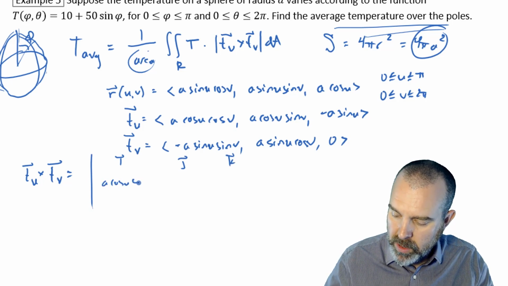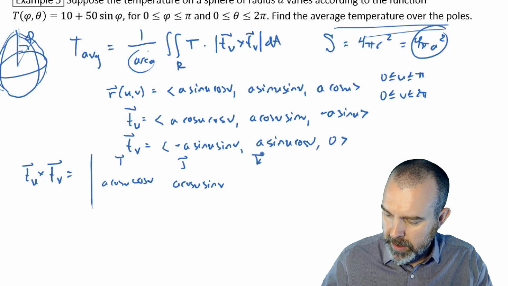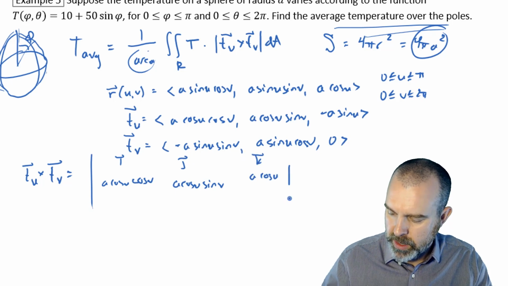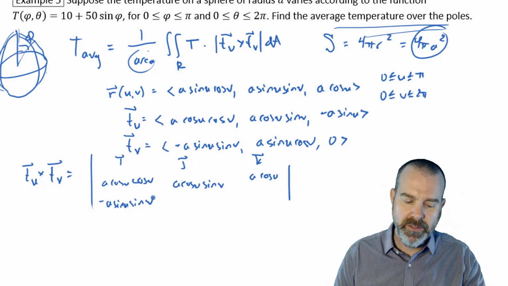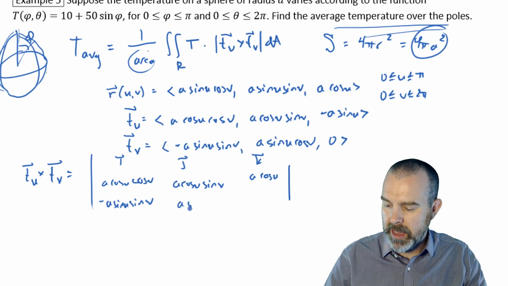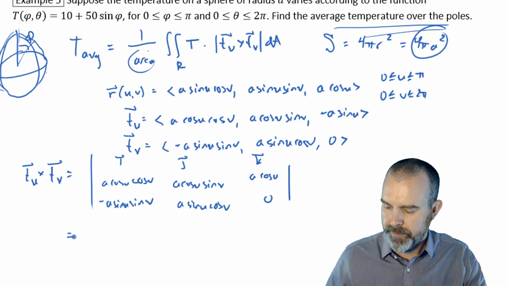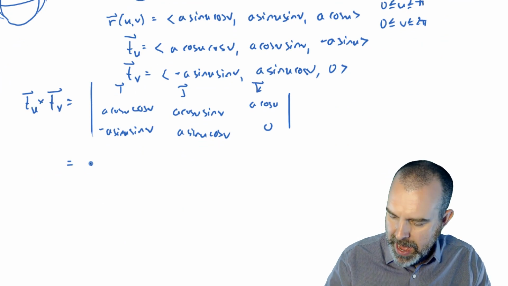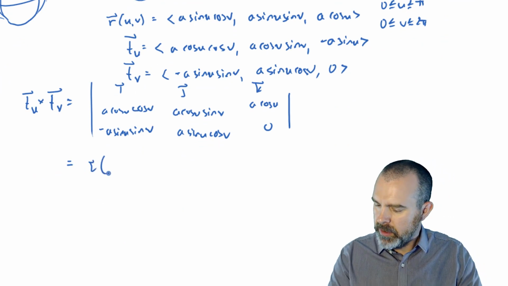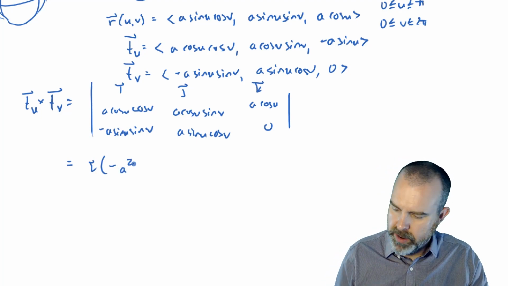a cosine u cosine v, a cosine u sine v, and then a cosine u. And then negative a sine u, sine u sine v, and then a sine u cosine v, and then 0. Okay, let's see here. We'll have i times, let's see, 0 minus a squared.